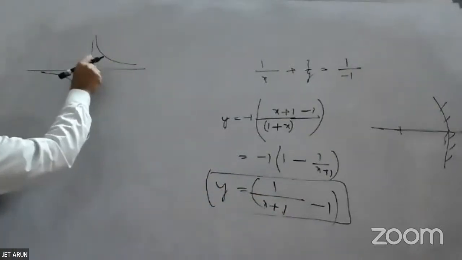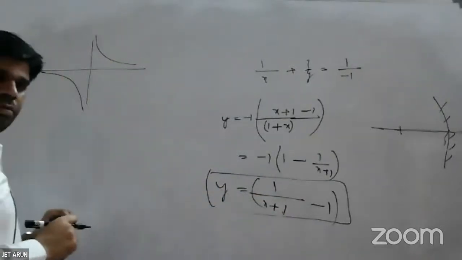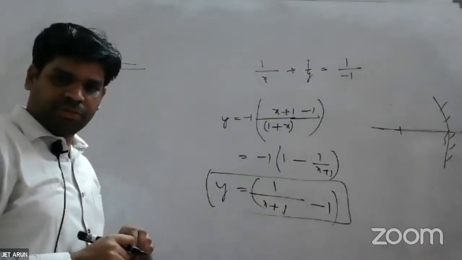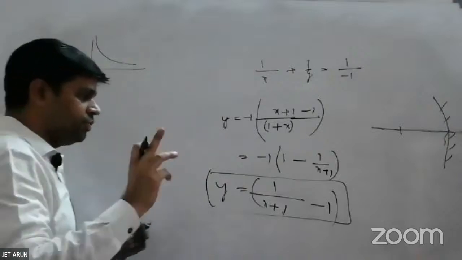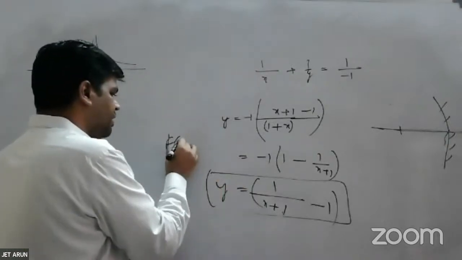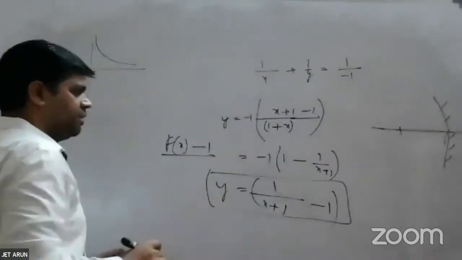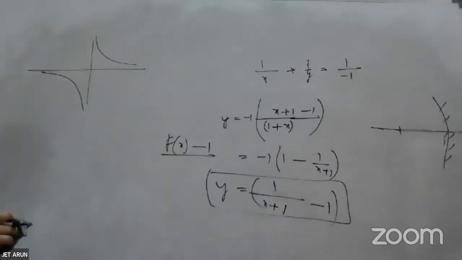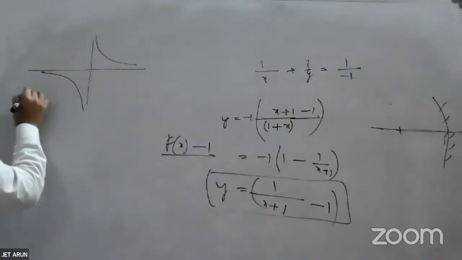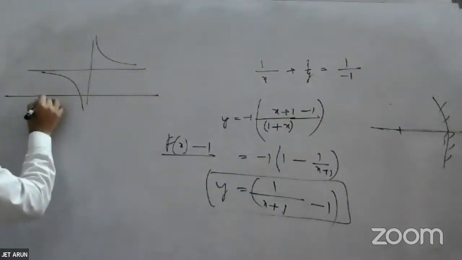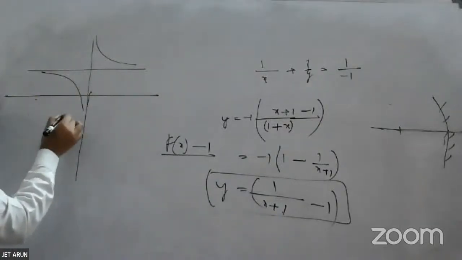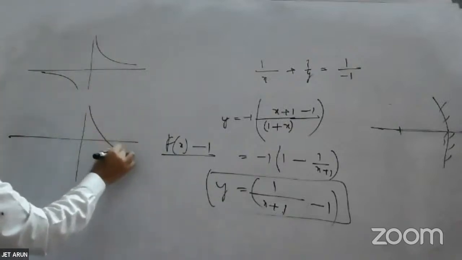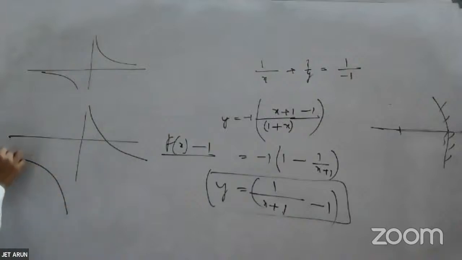1 by x minus 1 తేయాలంటే I should pull it down or up? Up, sir. Upward. No, it is f of x minus 1. Down, sir. Down, right? So ఇలా వచ్చేస్తుంది.